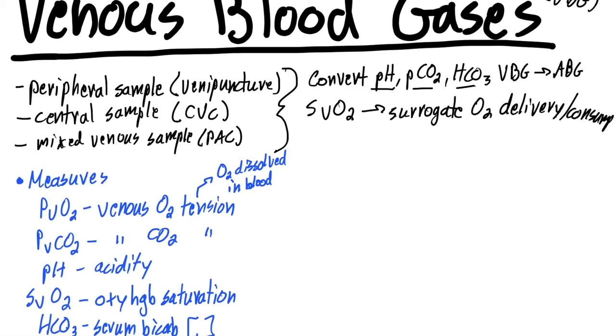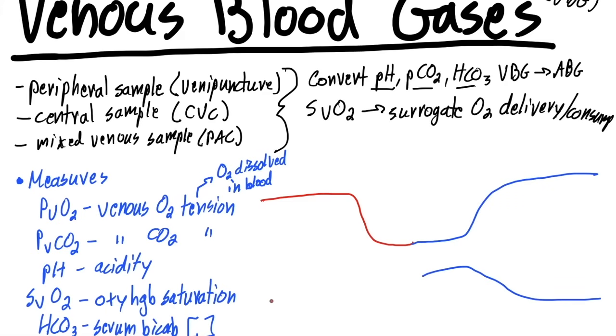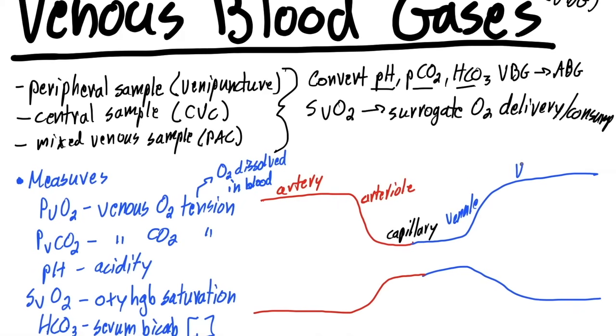So what does all this mean, right? For that, I want to draw a picture. This is going to be our stand-in picture for a blood vessel. So we have an artery, which goes into an arteriole, which is a smaller caliber, which goes into a capillary, which goes into a venule, which goes into a vein.